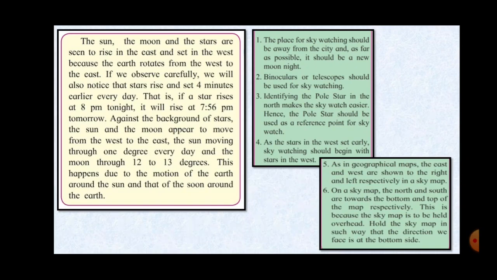Now, in maps, the east and west are shown to the right and left respectively in a sky map. So the north and south are towards the bottom and top of the map respectively. This is why the sky map is to be held overhead. So we have to hold the sky map in such a way that the direction we face is at the bottom side.